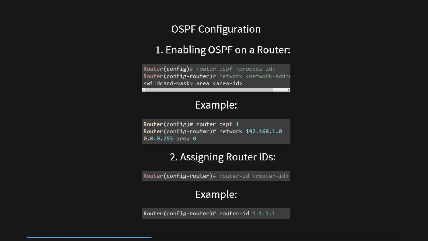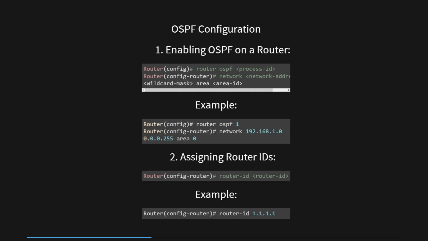Then we define the networks that will participate in OSPF by using the network command with the appropriate network address, wildcard mask, and area ID. For example, to enable OSPF with process ID 1 and include the network 192.168.1.0/24 in area 0, we would use the commands router ospf 1 and network 192.168.1.0 0.0.0.255 area 0. Additionally, OSPF routers require unique router IDs to identify themselves within the OSPF domain.